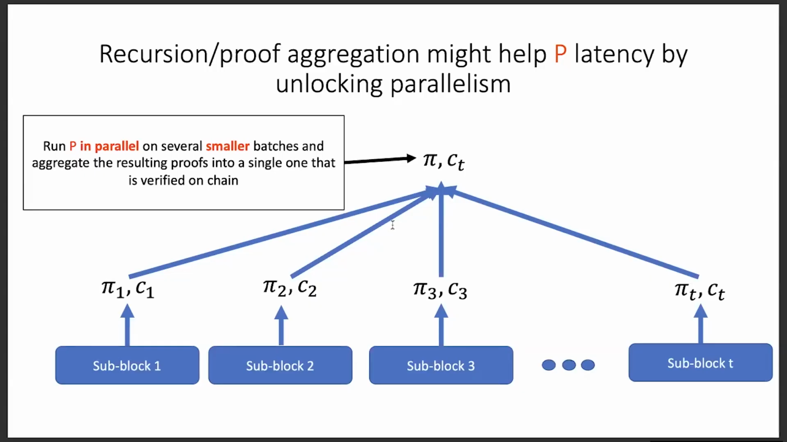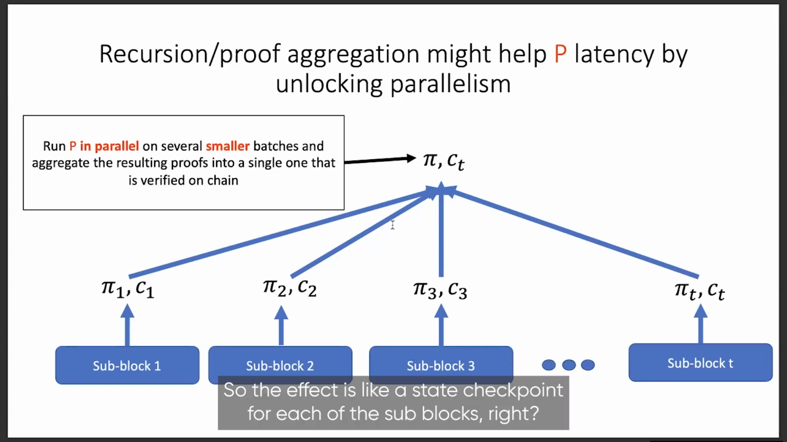Exactly. So this proof is ultimately going to refer to this commitment. If you weren't doing this recursion and were just posting these proofs online, the on-chain verifier would have needed to know this commitment to check, because the statement being proved involves this commitment. That's why you do have to know C1 before you can start proving subblock 2, working on computing pi 2. Right. So in effect, there's a state checkpoint in each of those subblocks, right? Yeah, exactly.